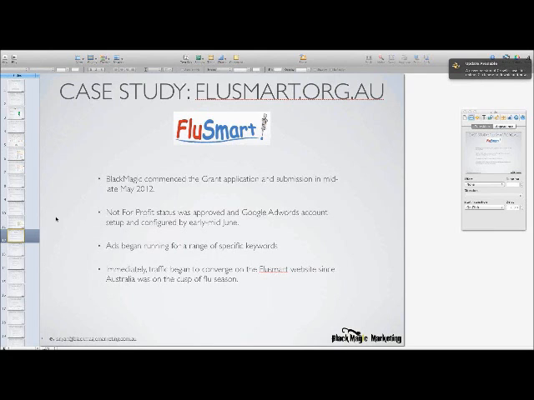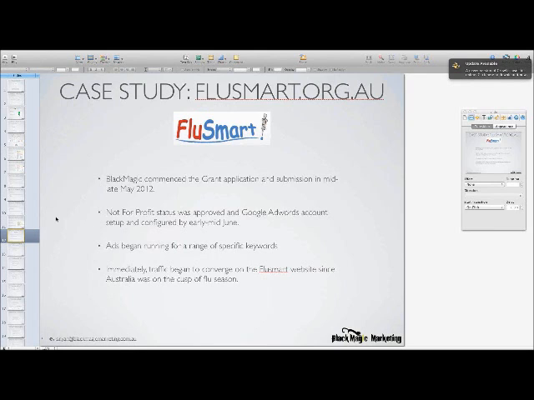So they engaged us to write and submit their grant application, which we did in mid to late May of this year. Their not-for-profit status was approved by Google, and the account was set up and configured by early mid-June, so just as winter was starting.